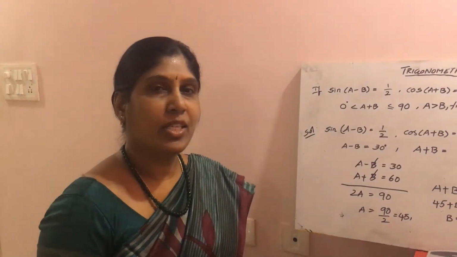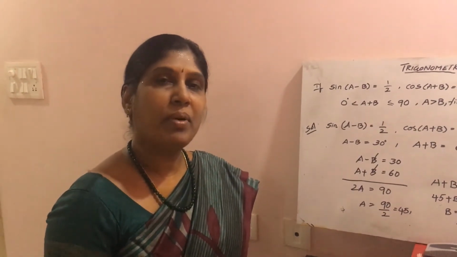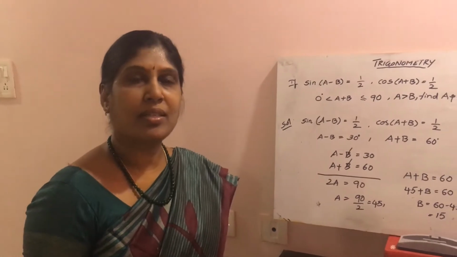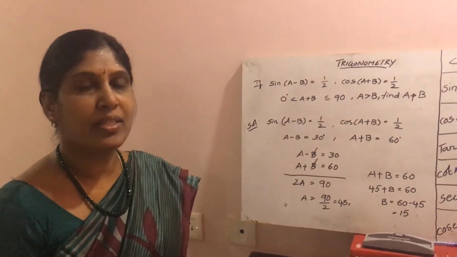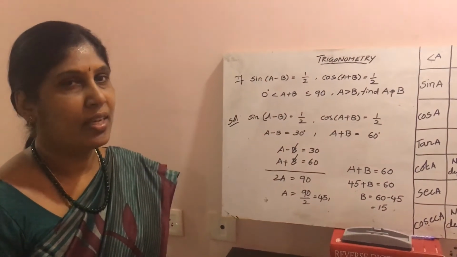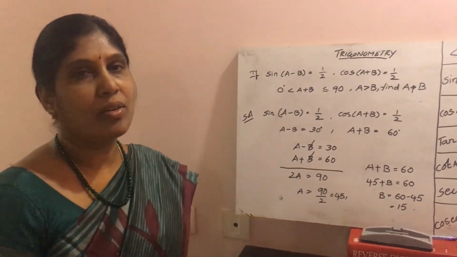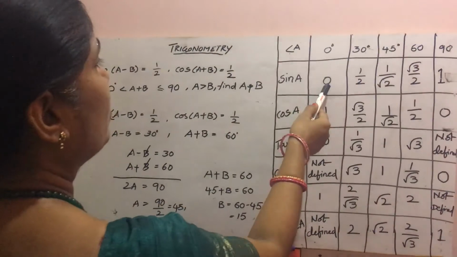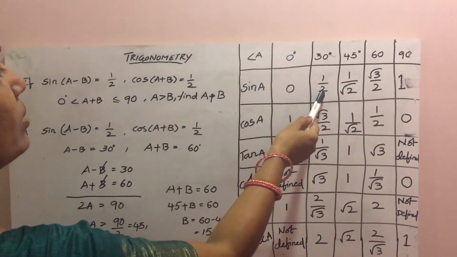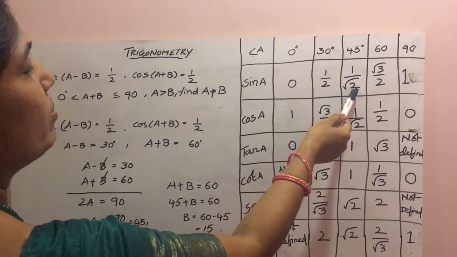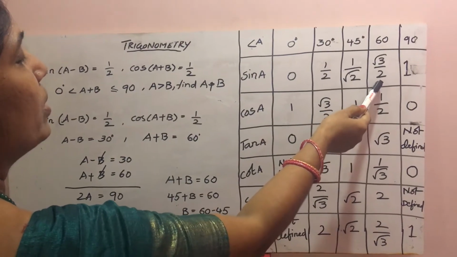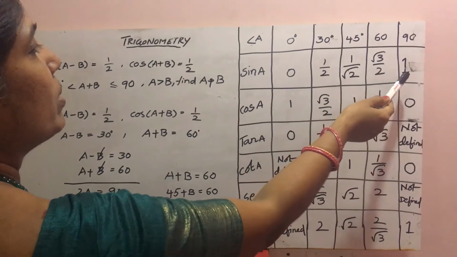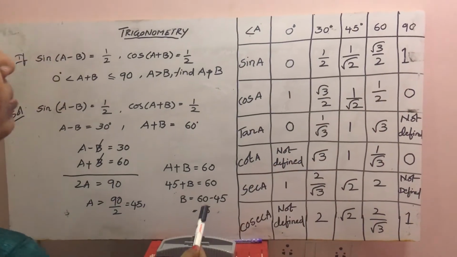In earlier classes, we have learnt trigonometrical values of 0 degrees, 30 degrees, 45 degrees, 60 degrees and 90 degrees. Now let us see all the trigonometric values at a glance. Sin 0 is equal to 0, sin 30 is equal to 1 by 2, sin 45 is equal to 1 by root 2, sin 60 is equal to root 3 by 2, sin 90 is equal to 1.